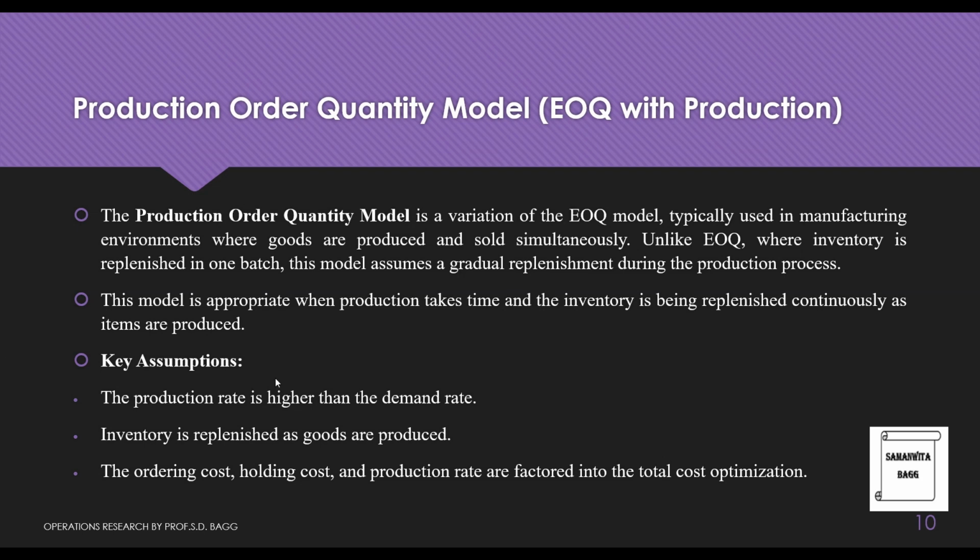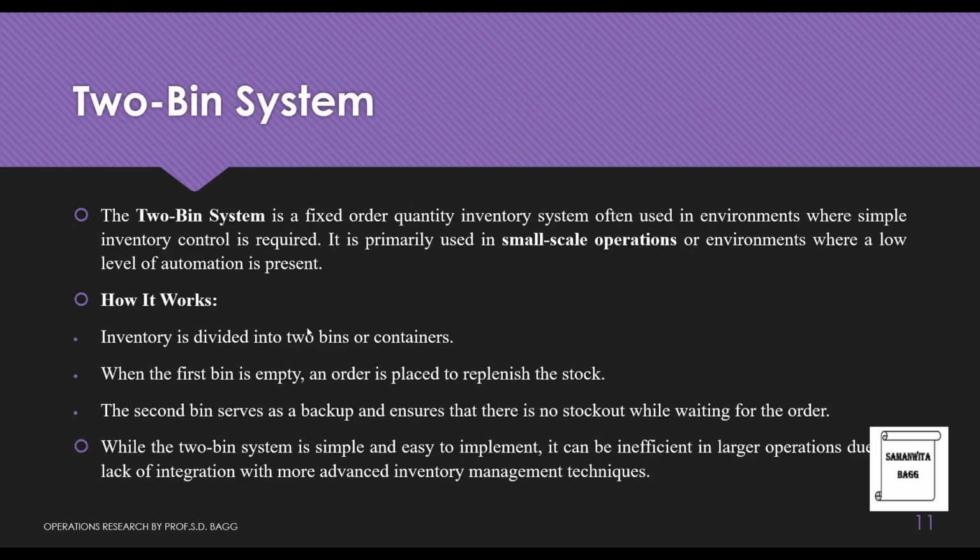Key assumptions in this model: the production rate is higher than the demand rate. So you produce more than what is the demand. Inventory is replenished as goods are produced. So continuously you are going to add material in the inventory along with the goods being produced. The ordering cost, holding cost, and the production rate are factored into the total cost optimization. So when you're talking about the total cost optimization, you will take into account the ordering cost, the holding cost, and the production rate. The next one is two bin system.